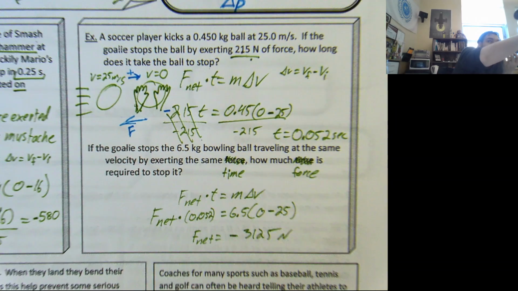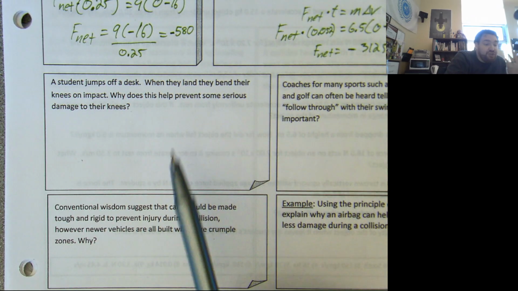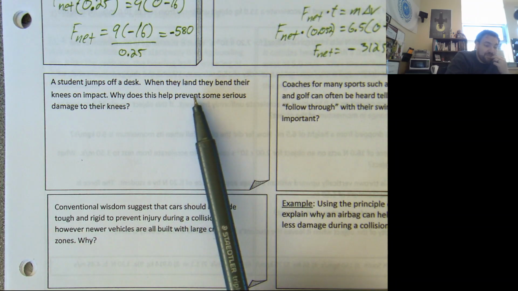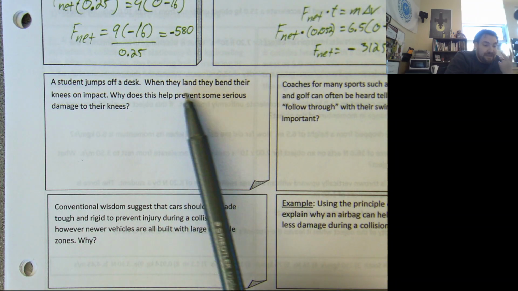So the impulse equation is actually wildly useful. Let's take a look at a couple more, 5 more, and we'll call it. A student jumps off a desk. When they land, they bend their knees.